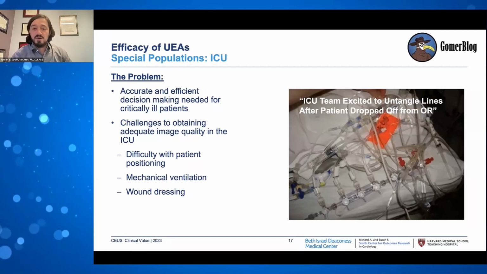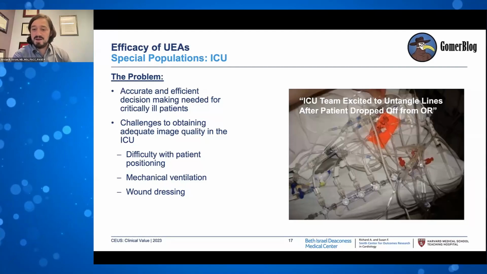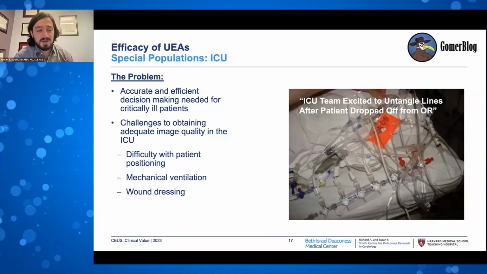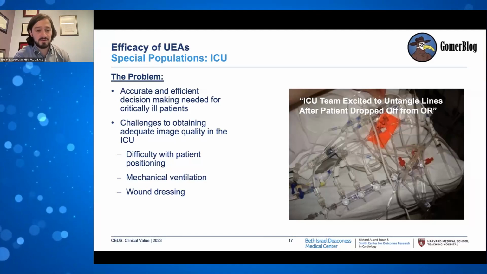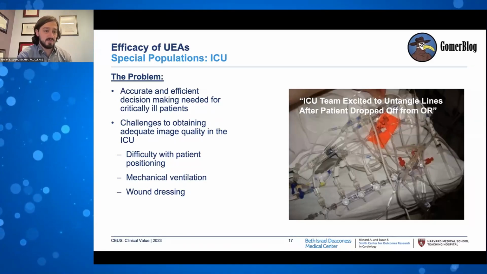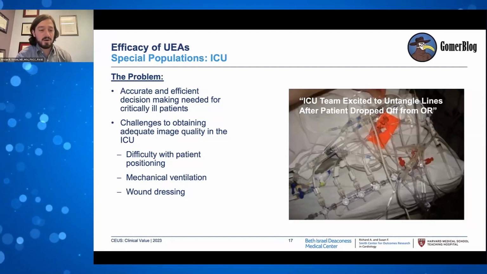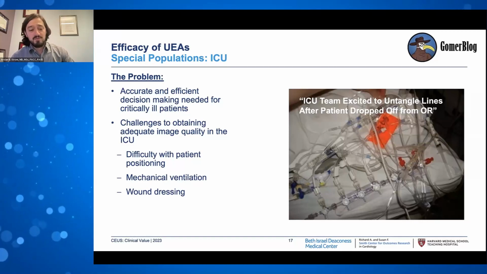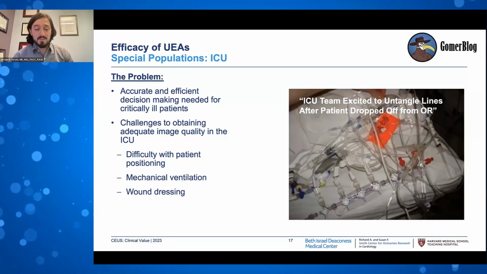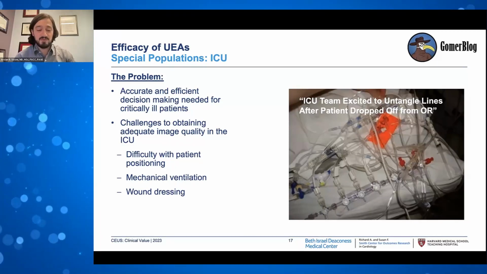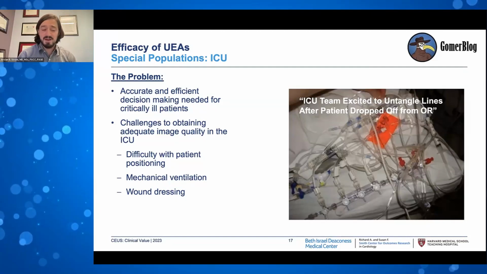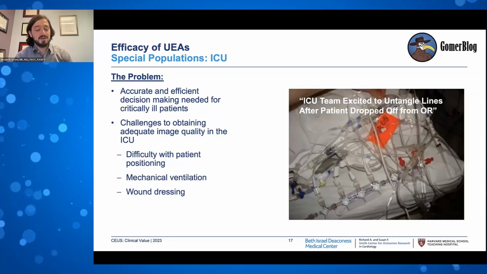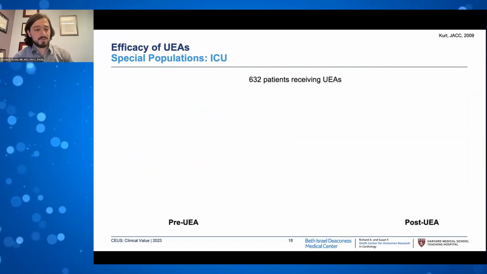We're all used to patients who are very acutely ill and have many things going on with them at the same time. Accurate and efficient decision-making in that setting is really critically needed for these most critically ill patients. But the challenges are multifold in obtaining adequate quality images in the ICU. There's difficulty with patient positioning, and the setting of mechanical ventilation means acoustic windows may not be present, and wound dressings may impair the views from which you can actually identify the endocardial borders.